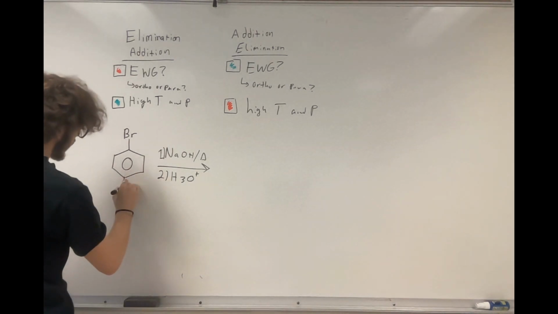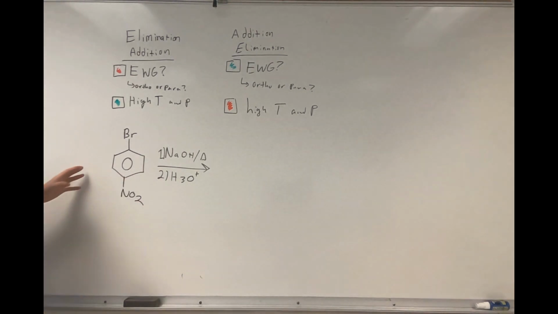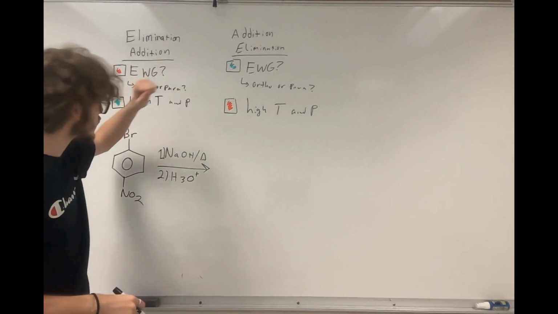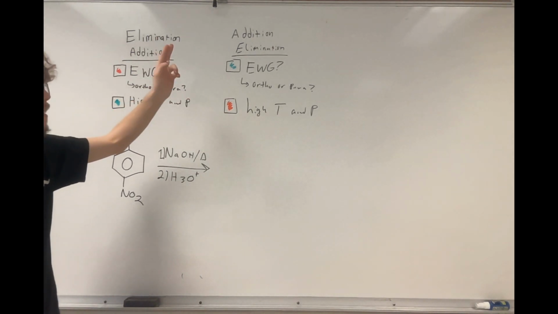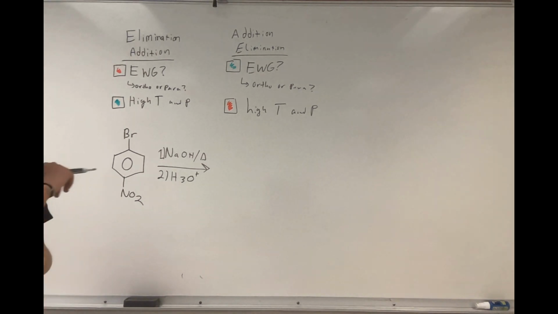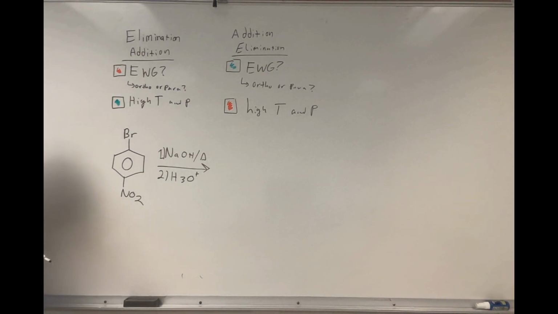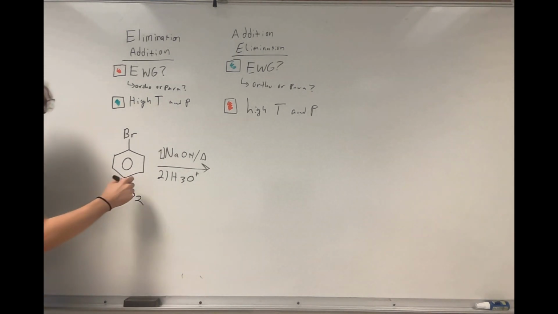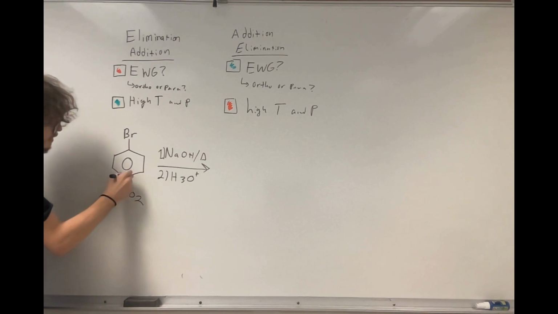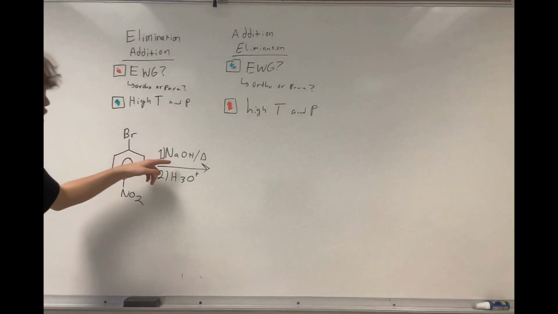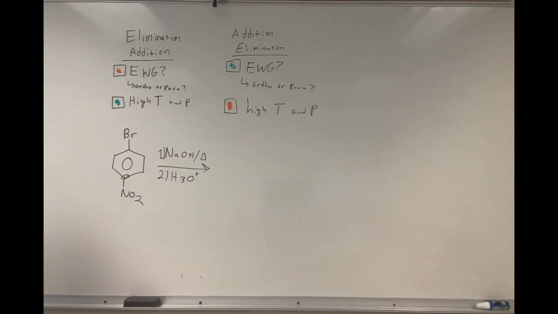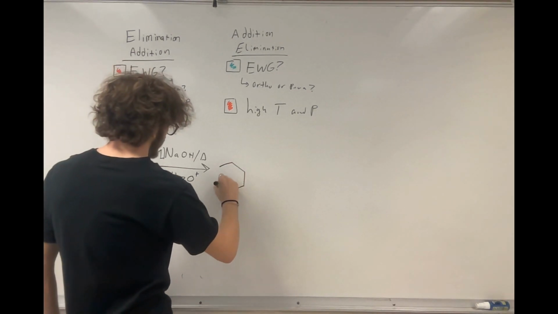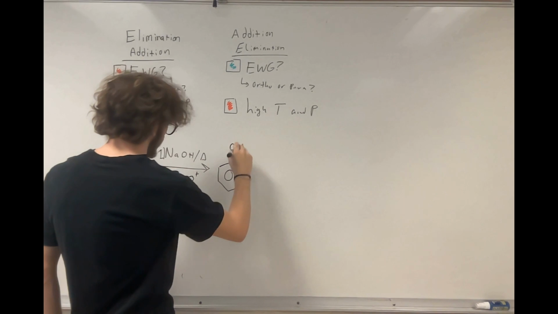So for this one first, I want to go through what's called addition elimination. This is the easier one to see. So you need an electron withdrawing group in either the ortho or para position. If you put it in the meta, that reaction simply does not happen. So we have this compound here where we have an NO2 group in the para position, okay? And when we react it with sodium hydroxide and heat and then follow it up with an acid neutralization step, what we're going to notice is that the bromine was replaced with a hydroxide.